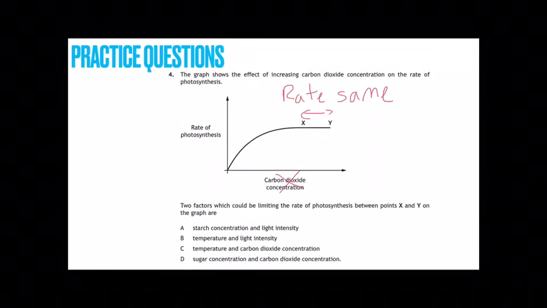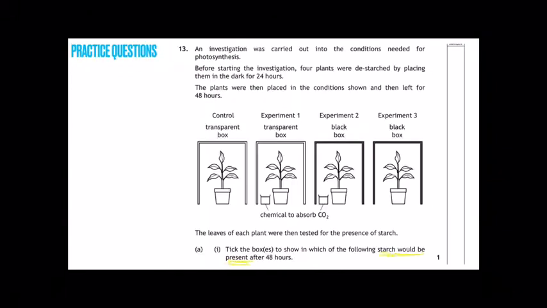Okay, so to do this, between x and y, the rate of photosynthesis is staying the same, so I've ruled out carbon dioxide. Carbon dioxide was a limiting factor, but not after point x. So the other two, if we look down the options, the other things we learned from the course were temperature and light intensity. So that would be answer B.